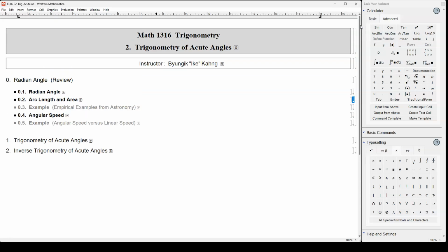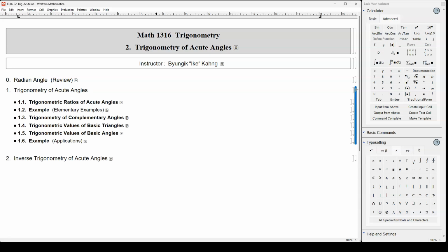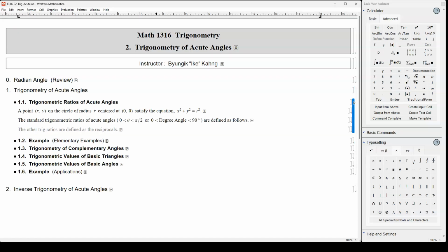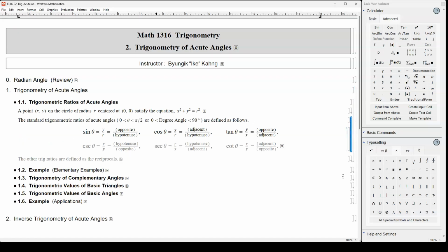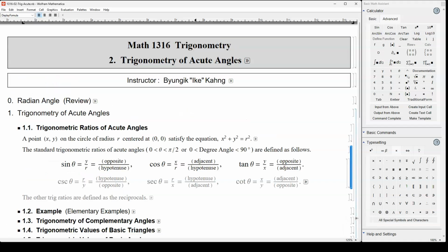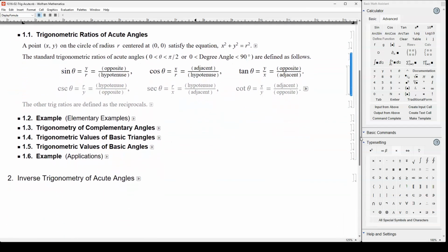So, alright. There goes a brief review, and now let's go to section 1, and let's begin discussing the trig ratios. In high school geometry, how did you define sine, cosine, and tangent there? Opposite over hypotenuse, adjacent over hypotenuse, and opposite over adjacent. And cosecant, secant, and cotangent were their reciprocals. One over sine, one over cosine, one over tangent, respectively. Remember that? You can draw the picture like this.